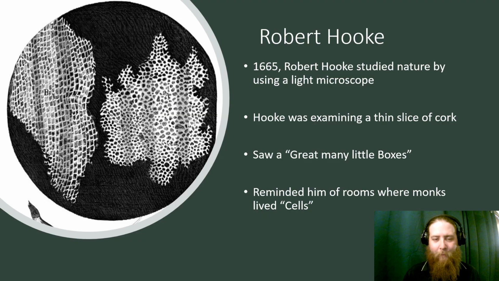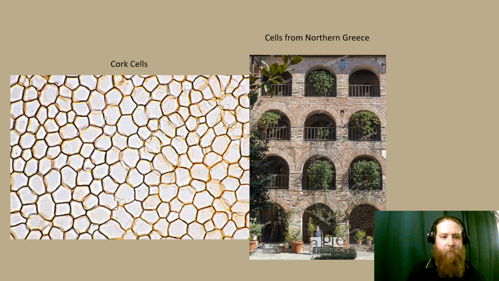So our first remarkable scientist talking about cells is Robert Hooke, and he is credited with discovering cells. He was using a light microscope, like the one pictured before, and he was examining a very, very thin slice of cork, and he saw what we call a great many little boxes. And all these structures over here is what he was looking at. This reminded him of rooms where monks lived. These are called cells.